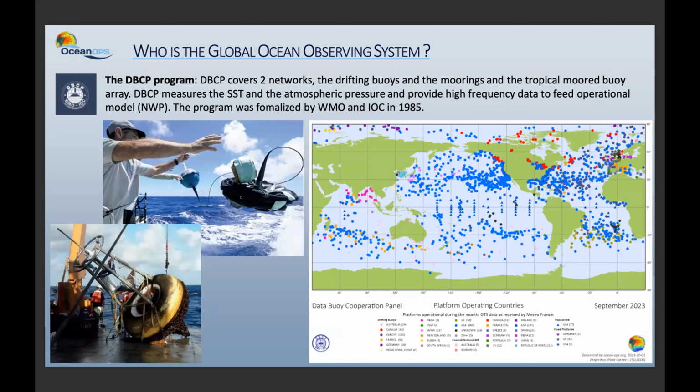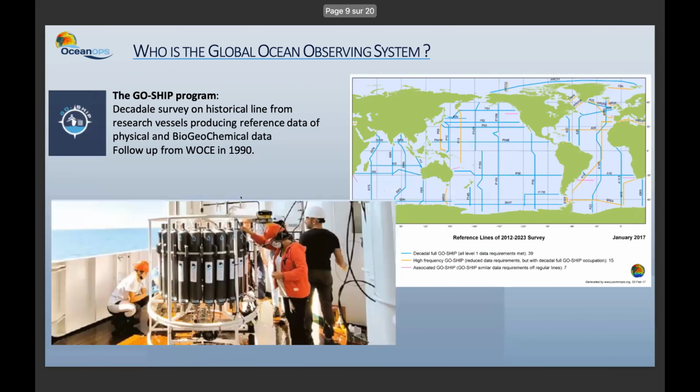You also have the drifting buoy cooperation program, made of moorings and drifters, covering all the oceans. Those previous ones provide met-ocean data. Then there is the GO-SHIP program that you all probably know, decadal surveys on specific lines to track long-term changes in the ocean with the highest quality sensors and the best scientific teams on board.